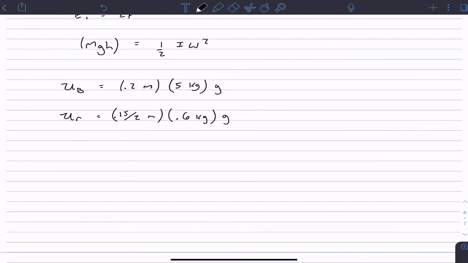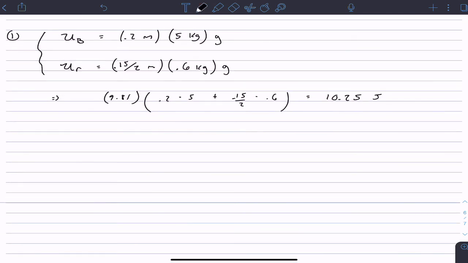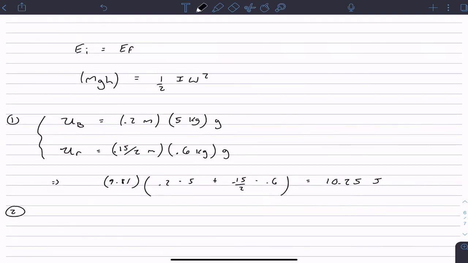Okay, so I'll do it 2 methods. This is method 1, where you just add all this up, right? 0.2 times 5 plus 0.15 over 2 times 0.6. This gives you a value of 10.25 joules. That's what I got. All right, so there's another method that we could try if you're not satisfied with that. Oh, this is the potential, by the way. This is initial potential.